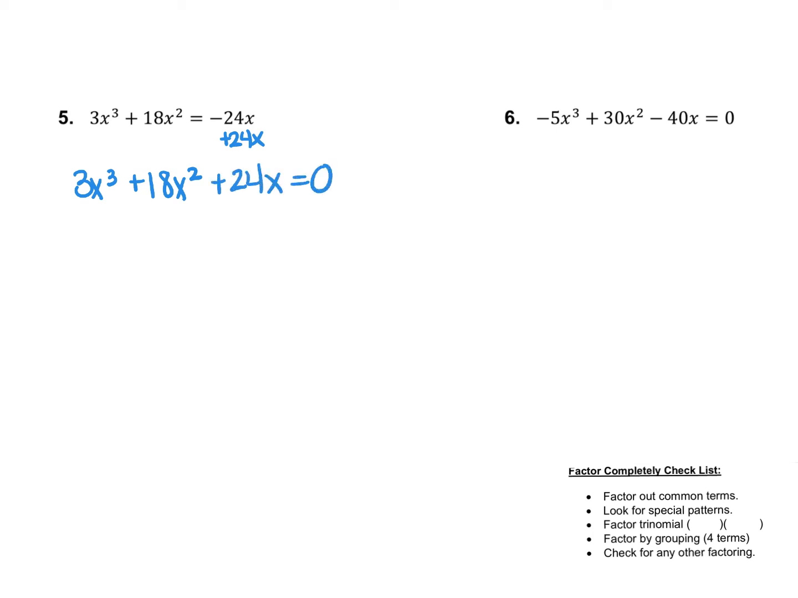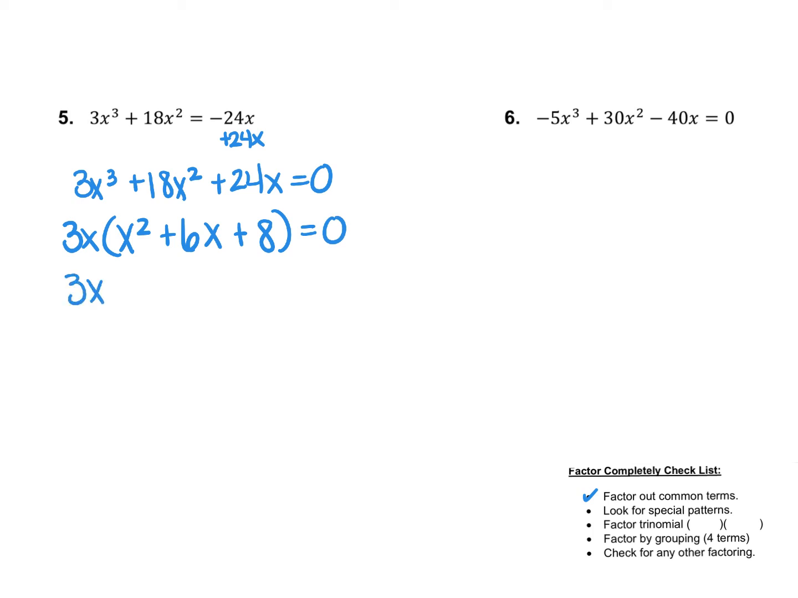All right, so now can we factor out any common terms? I'm looking to see what I could factor out. I know I can factor out that x, but I can also factor out a 3 because 3 goes into all of those. So I have 3x times x squared plus 6x plus 8, and that's equal to 0.